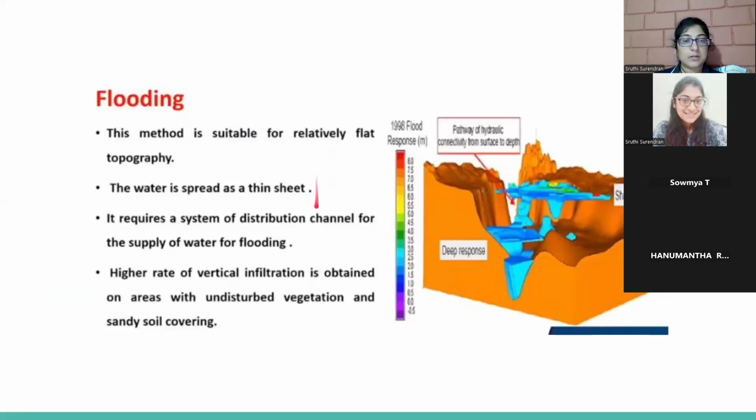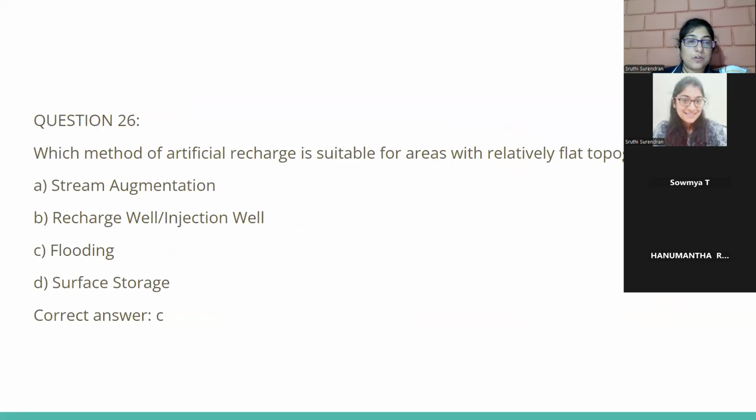Flooding is nothing but a flat surface. Water is collected on the flat surface, which increases the collection time of water instead of the water flowing off. When the water gets collected, it will infiltrate slowly and recharge the groundwater. So the method of flooding is good for areas having relatively flat topography.